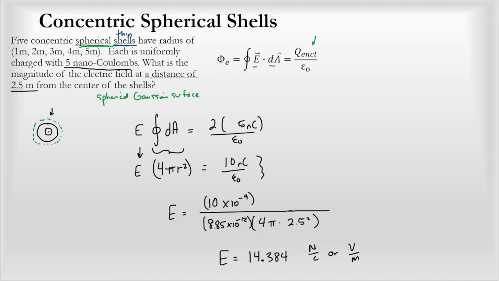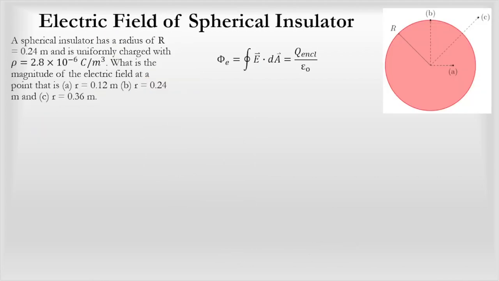Let's do another example. I chose another one. So here we just had thin shells. I assume they're conducting so that the charge is evenly distributed over them. In this situation, we're going to have the electric field of a spherical insulator. What they tell us is that a spherical insulator has a radius big R. We can see that over on the picture here. Picture says big R, 0.24 meters. All right. And is uniformly charged.